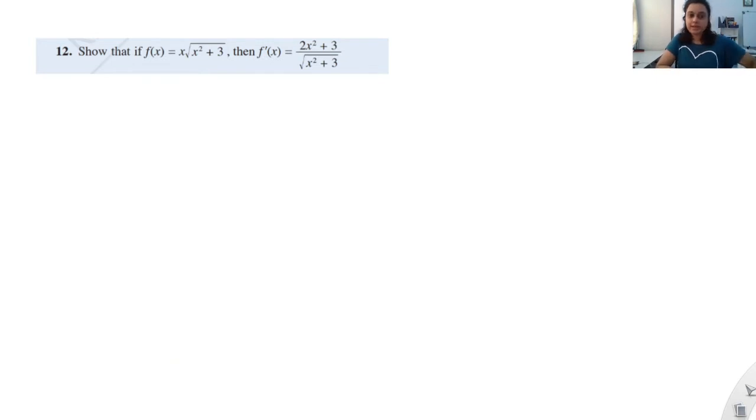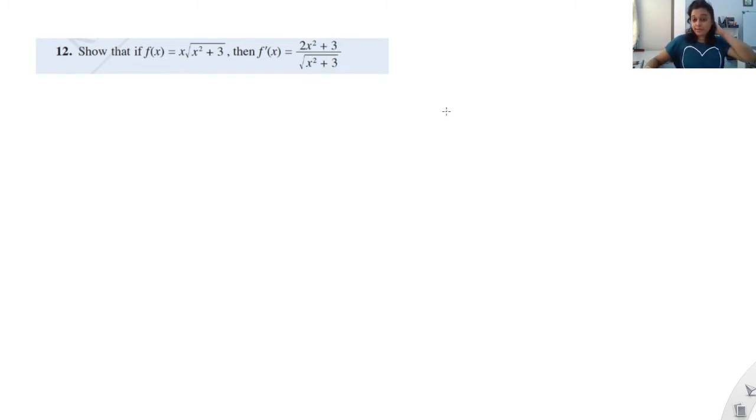Okay, in this part we are going to show. Usually if it says show, you know that you need to prove. So how to prove? Usually, whatever you learned previously, you have to prove that the left hand side equals the right hand side, right? Here, show that if your f(x), meaning your function, is given as x square root of x squared plus 3, then the derivative is 2x squared plus 3.